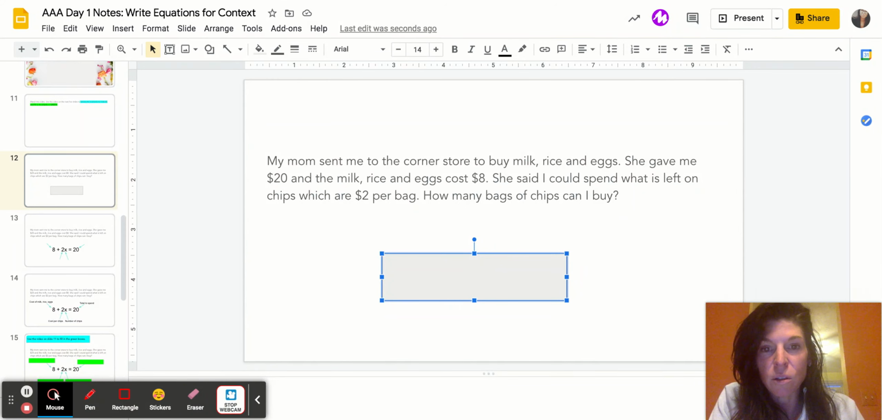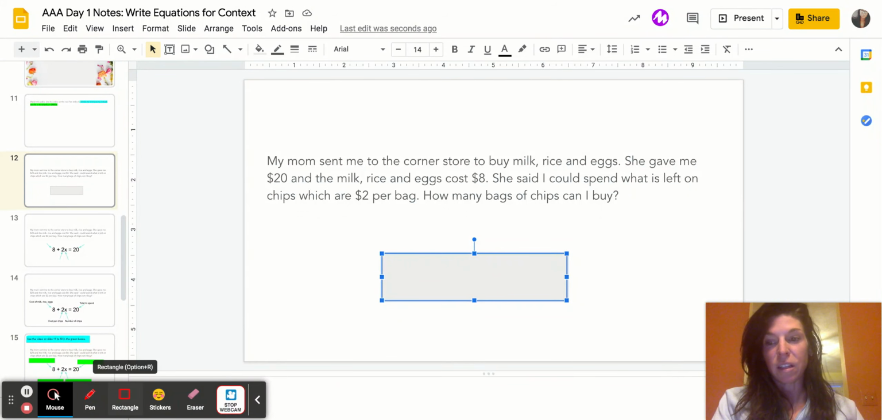My mom sent me to the corner store to buy milk, rice, and eggs. She gave me $20, and the milk, rice, and eggs cost $8. She said I could spend what is left on the chips, which are $2 per bag. How many bags of chips can I buy?